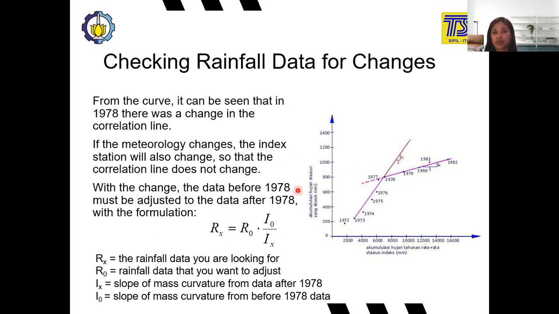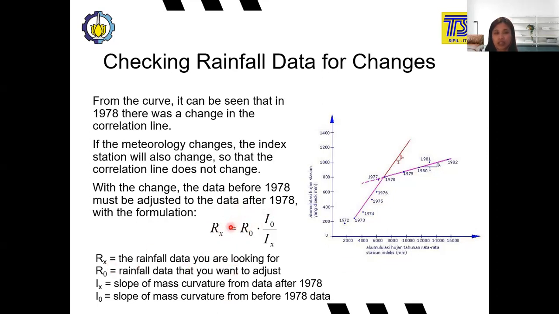With the change, the data before 1978 must be adjusted to the data after 1978. So this data right here, the old data, has to be adjusted to follow the new data, because from these changes, it can be assumed that the new data is better than the old data, because maybe it has better equipment, or maybe a better rain gauge or rainfall station location. So we can adjust it with this equation.